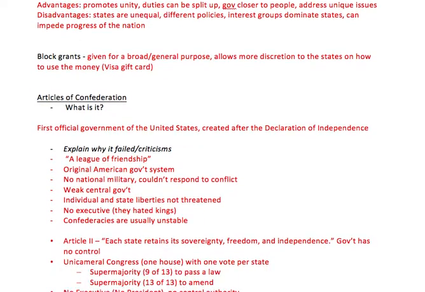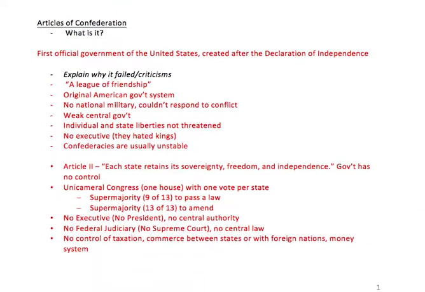Your Articles of Confederation, what is it? It's the first official government of the United States, created after the Declaration of Independence. It was very inefficient and it failed. Again, it was only a league of friendship. It had a weak central government, no power to tax. Again, the makeup, they only had a unicameral Congress. They had no other branches.